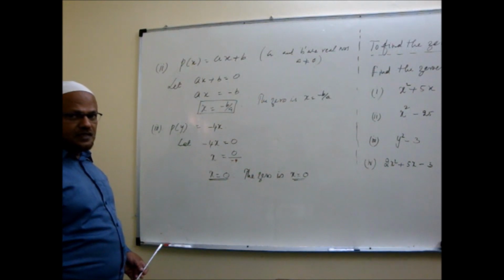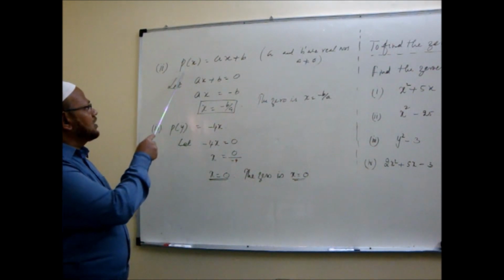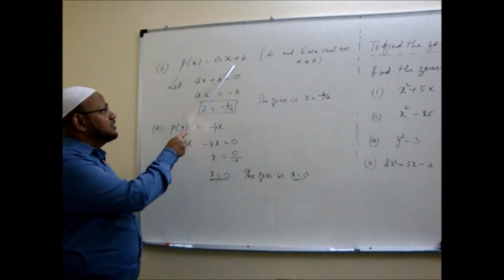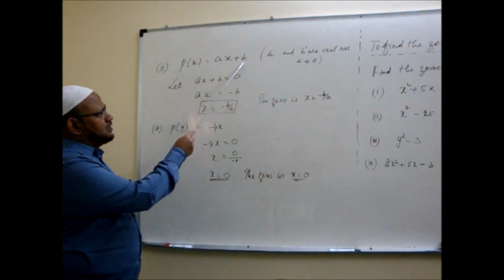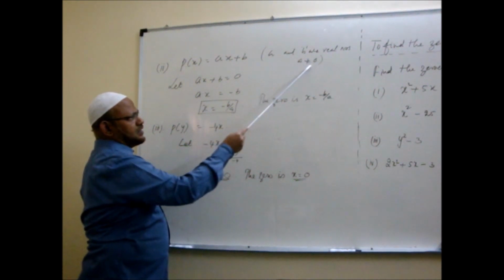Let us continue with other examples. Take the general linear polynomial. P of x is equal to ax plus b, for a and b real numbers, a not equal to 0.